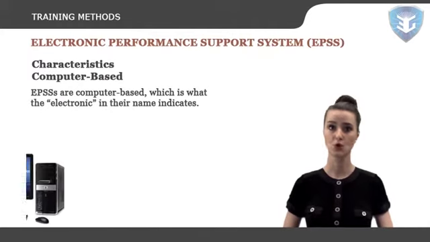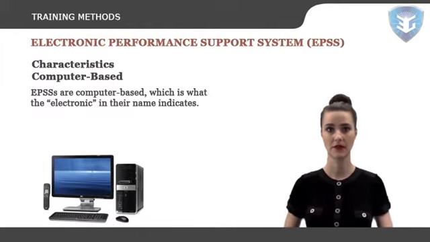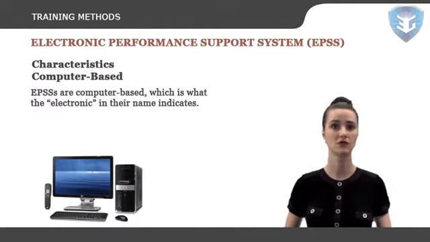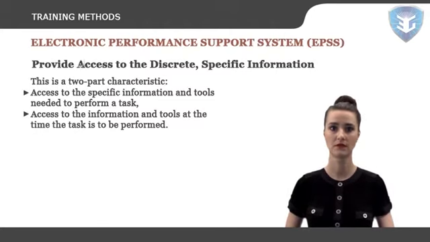Characteristics. Computer-based. EPSSs are computer-based, which is what the electronic in their name indicates. There have been older attempts at performance support systems, such as a series of manuals, job aids, and other paper material. Provide access to the discrete, specific information. This is a 2-part characteristic. Access to the specific information and tools needed to perform a task. Access to the information and tools at the time the task is to be performed.